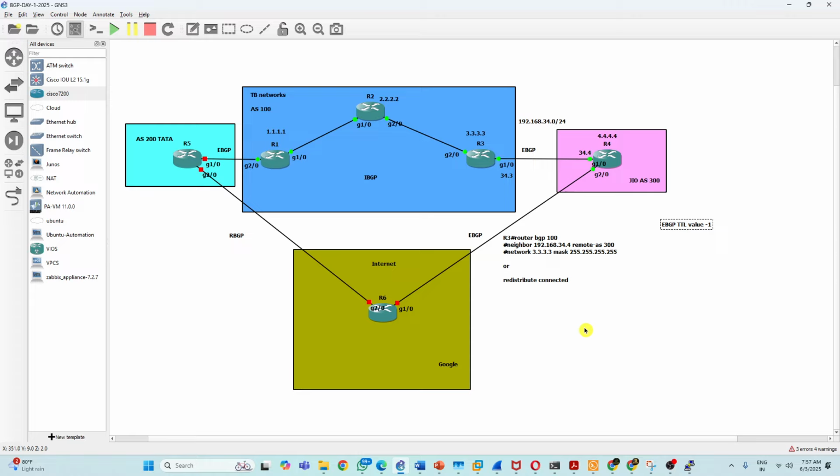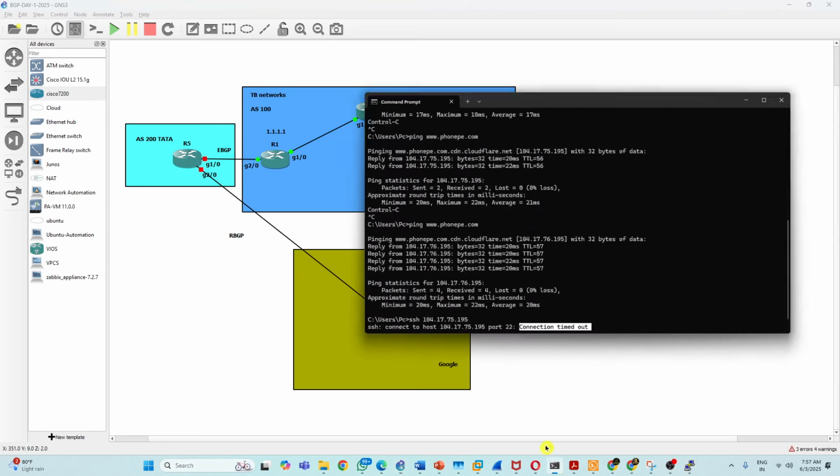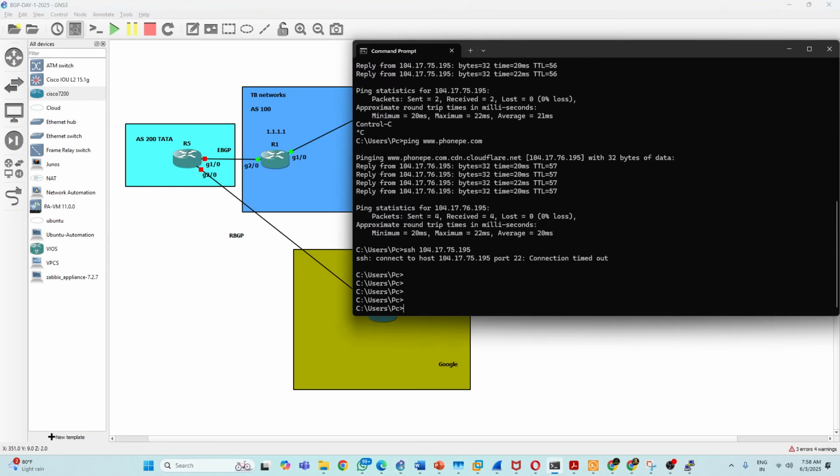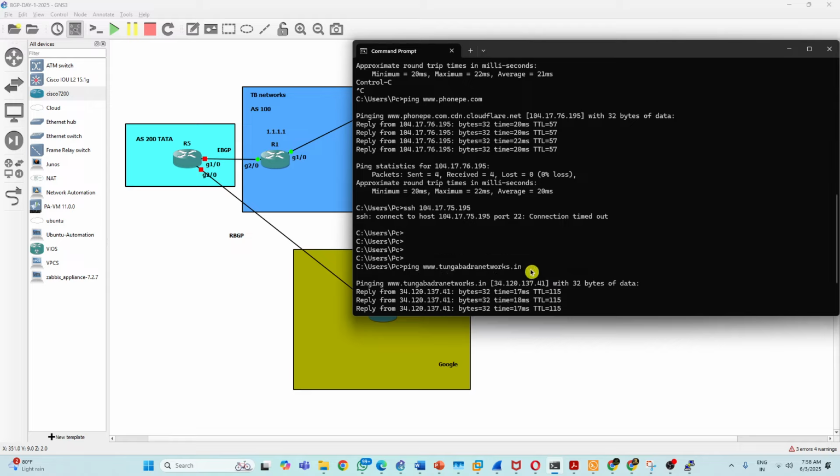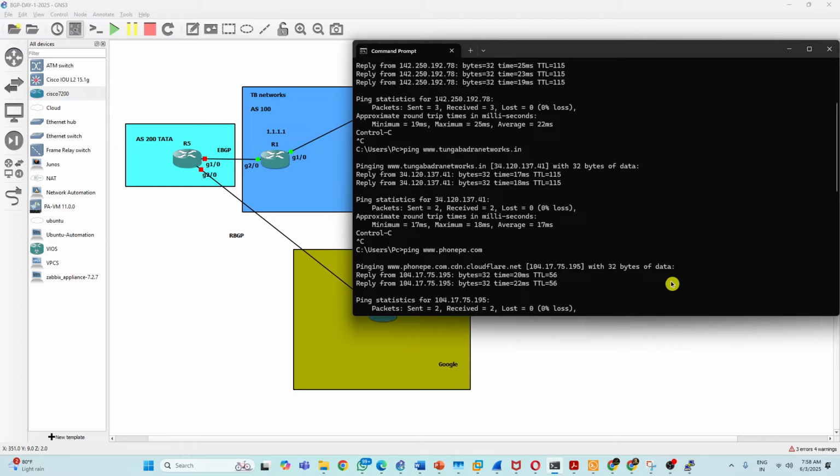Please listen to the question carefully. If you want to access the website, first what will you check? First, the simple thing, you will check the reachability, with ping. Whether I am pinging my website or not. So first you will check the reachability, then only will you be able to access it.